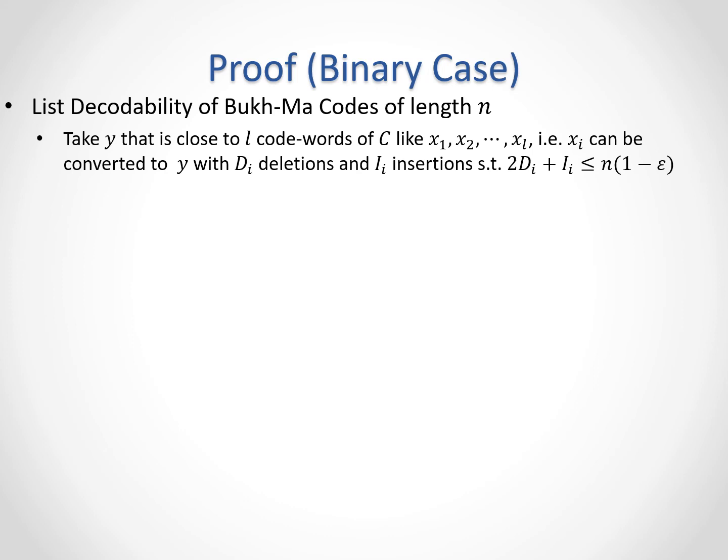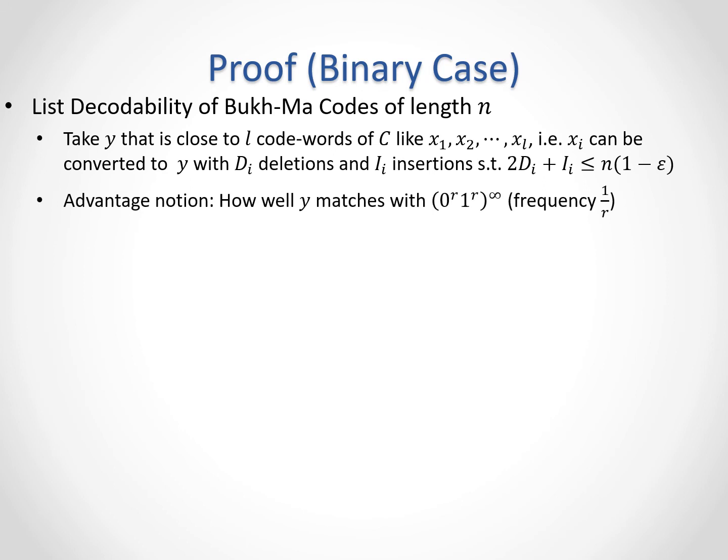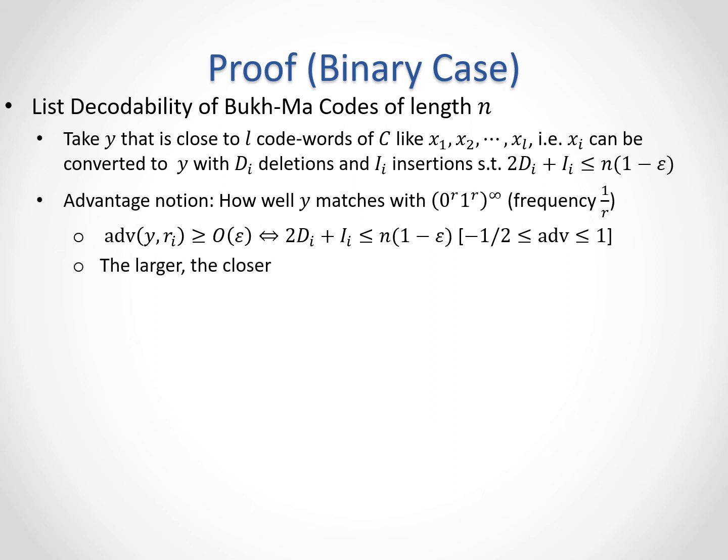In order to do so, the paper introduces a notion called advantage that basically captures how close the string y is to a certain period r. Generally speaking, the advantage of some string to a given period ri can be a real number between minus half and 1. And if the advantage is larger than some O(epsilon), it implies that y can be converted to one of the codewords of the Bukh-Ma code with period ri using a small number of deletions and insertions. More precisely, di deletions and ii insertions such that 2 times di plus ii is smaller than n times (1 minus epsilon). And the larger this advantage is, the closer string y would be to a periodic string with period ri.